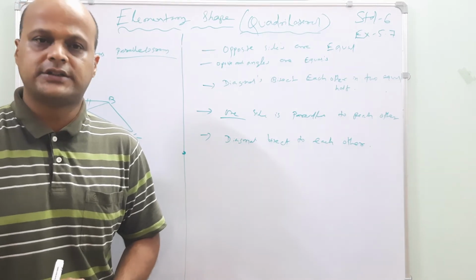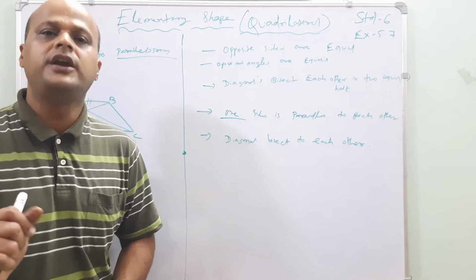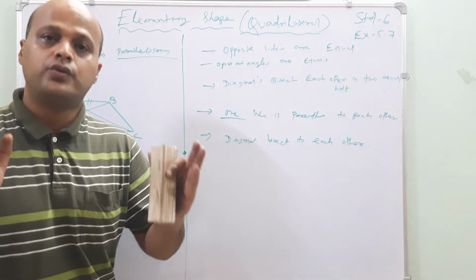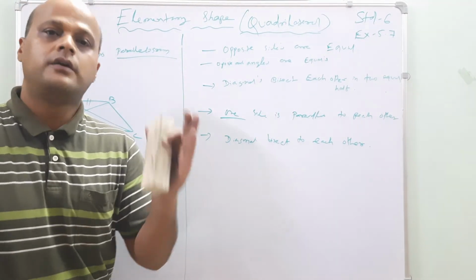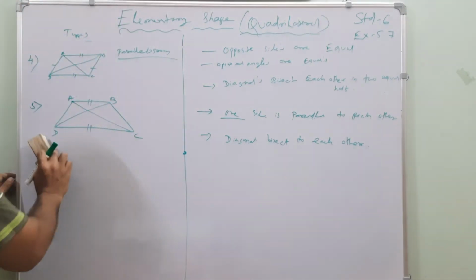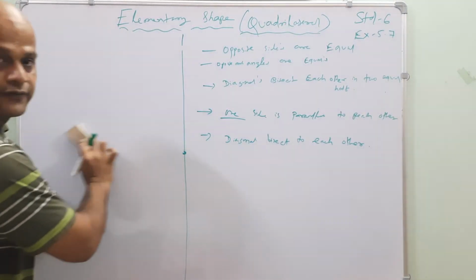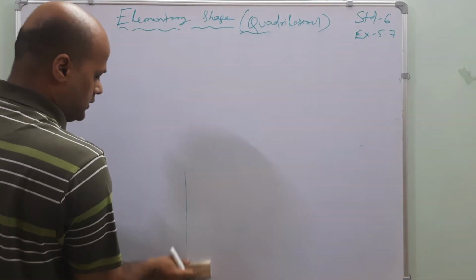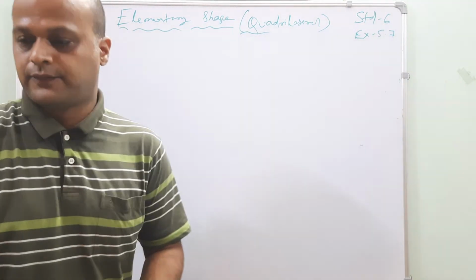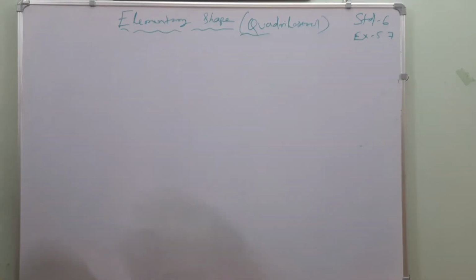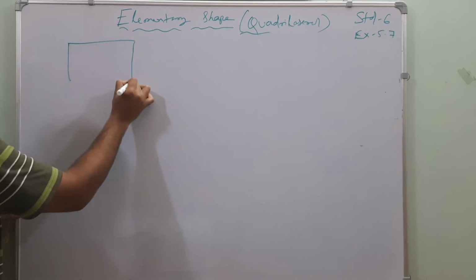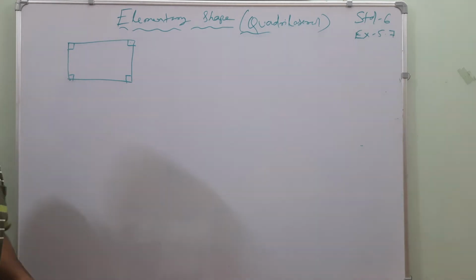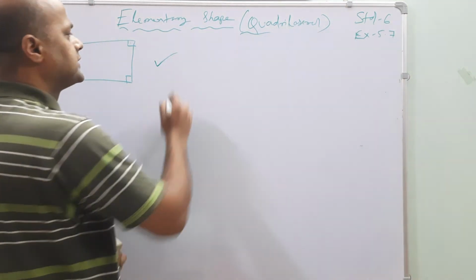Some few points I will discuss and the rest of the points you will revise by yourself. But before revision, you have to remember the funda. Understood? Let's go one by one from your exercise. Now come to the point. The first point is saying that each angle of a rectangle is 90 degrees. According to the property, yes, it is correct.